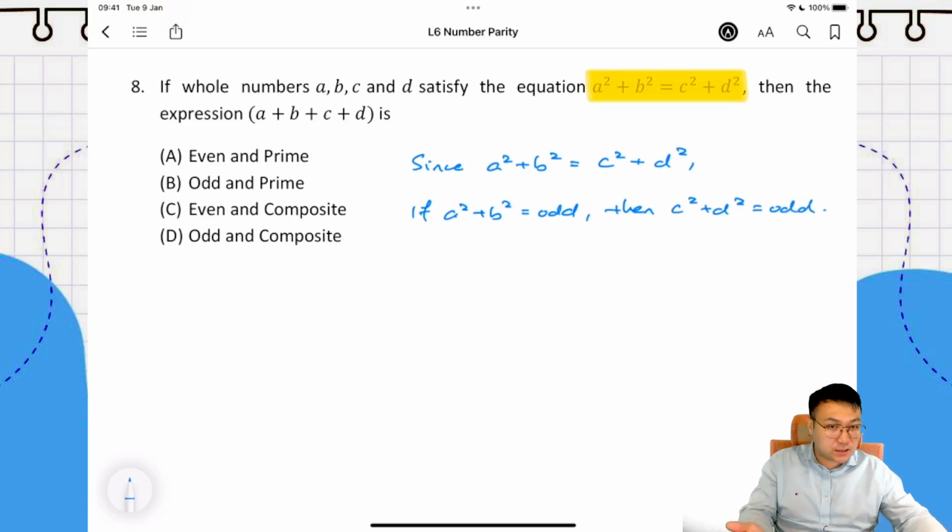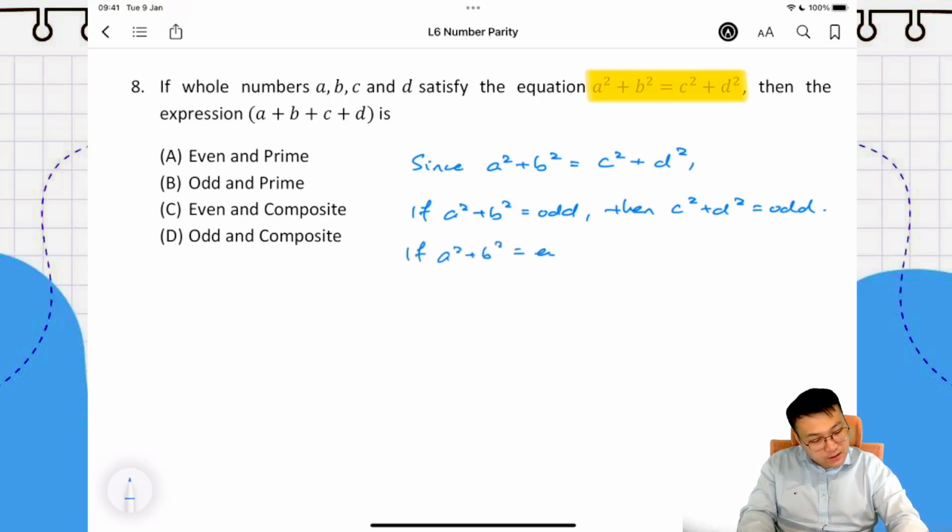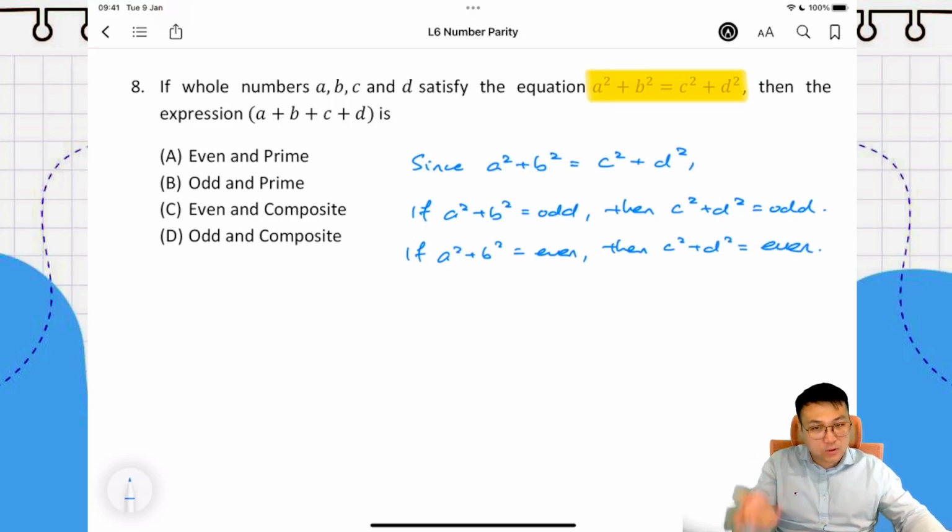Because they're equal to each other, right? Or you can say that if A squared plus B squared is even, then we should also expect C squared plus D squared to be even, since they are equal to each other. Therefore, A plus B plus C plus D.